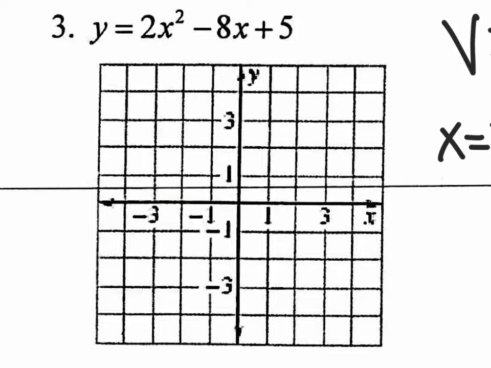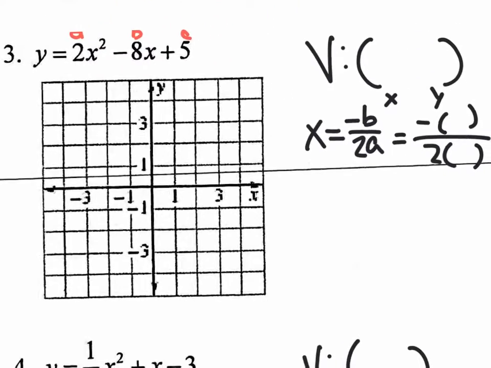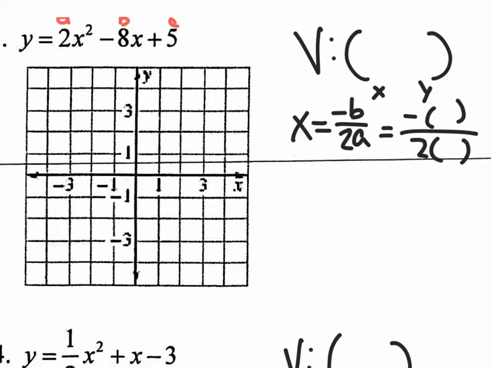Number 3, and let's not worry about domain and range right now. On number 3, let's do the vertex. How do you do the vertex? You're going to do x equals negative b over 2a. Your a value is 2, your b value is negative 8, and your c value is 5. So when we go to find the vertex and use negative b over 2a, we're going to be plugging in negative 8 for b, and we're also going to be plugging in 2 for a.